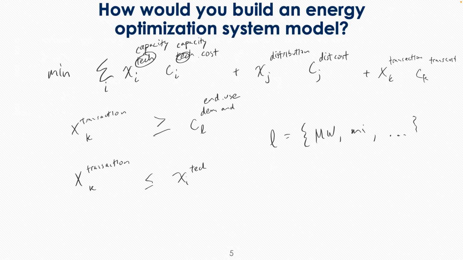Is the end-use demand value exogenous, or do we somehow determine it within the model? Yeah, so this can be exogenous or it can be endogenous, and we'll see how that plays out in the modeling. Okay.